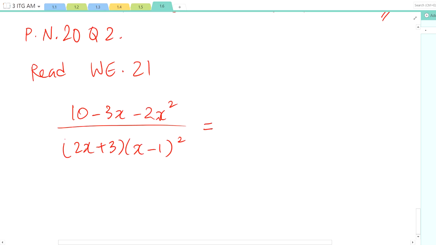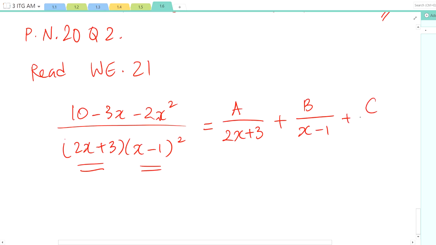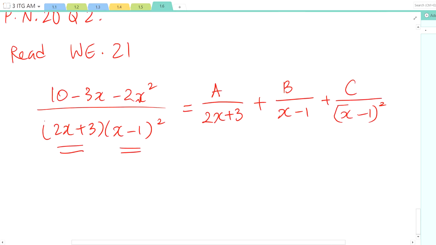When we decompose it, we do it step by step. I've got a linear factor over here, so I'm expecting A over 2x plus 3. Plus, I've got a repeated linear factor over here. So I'm expecting B over x minus 1 plus C over (x minus 1) squared. From here on, all the steps are the same. Okay, so I will move on to practice now question 21.